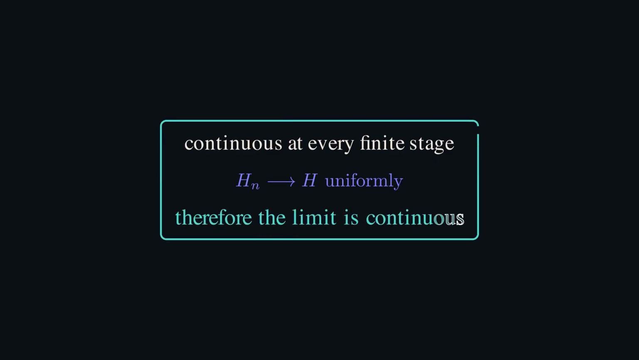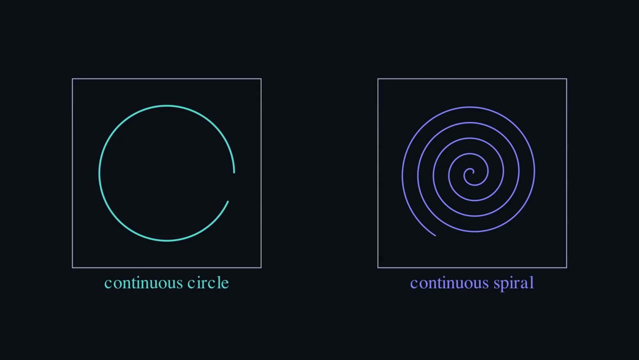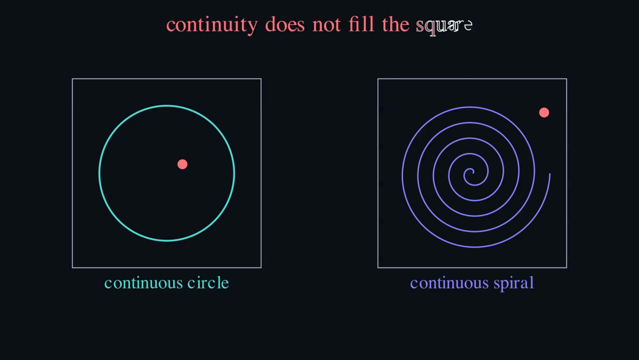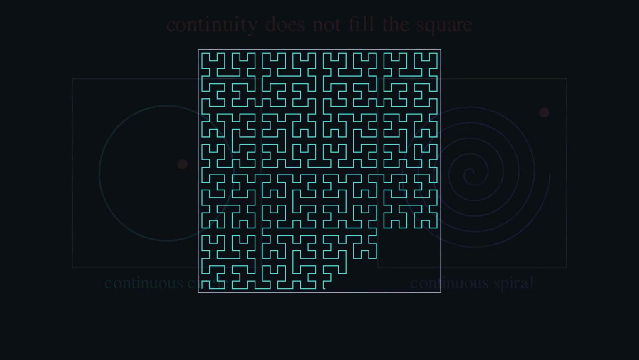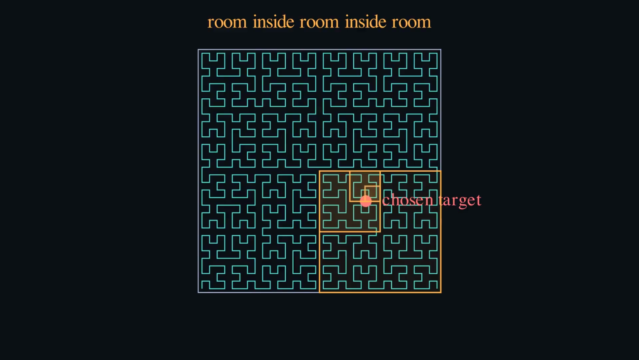Yet continuity still doesn't give us the square. A circle is continuous and misses nearly everything inside it. A spiral can wind forever and still leave points untouched. We need a stronger fact tied to those nested rooms. Take any target point in the square. The construction gives us a room containing it, then a smaller room inside that one, then another. Can we use that descending address to force one moment of the journey onto the target exactly?